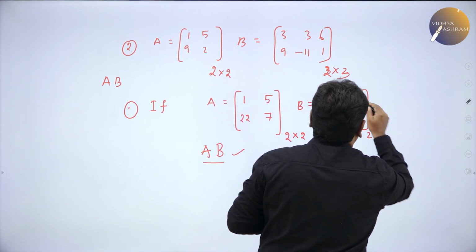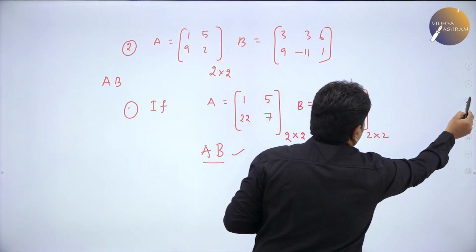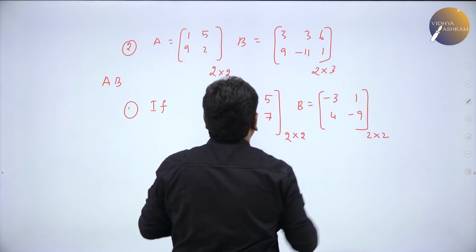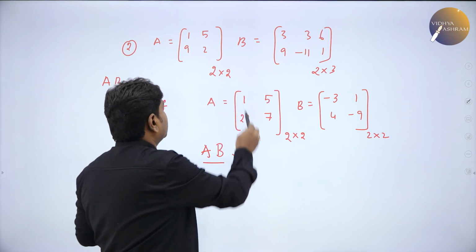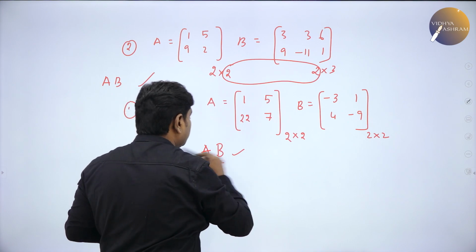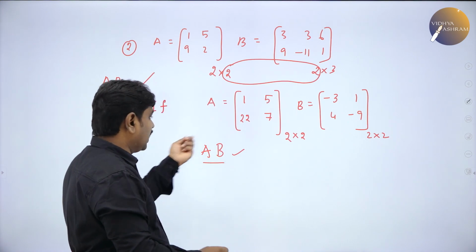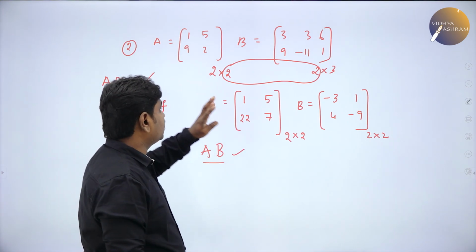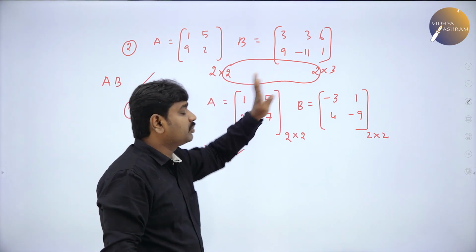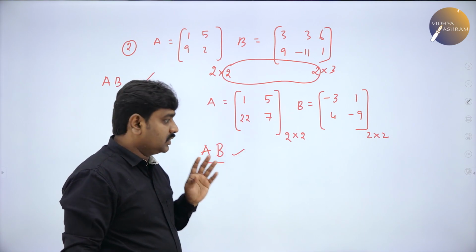Okay, now in the second one, what is the order here? 2 rows, 3 columns. Can we multiply? Yes, because we want to see that these two are the same. AB is possible. Here also AB is possible. See, in the first, the orders are the same, so no headache. In the second, the orders are different, but still you can multiply. Why? Because the number of columns of the first is equal to the number of rows of the second.